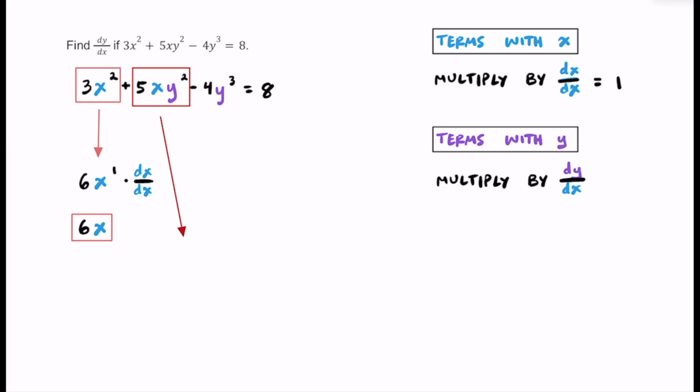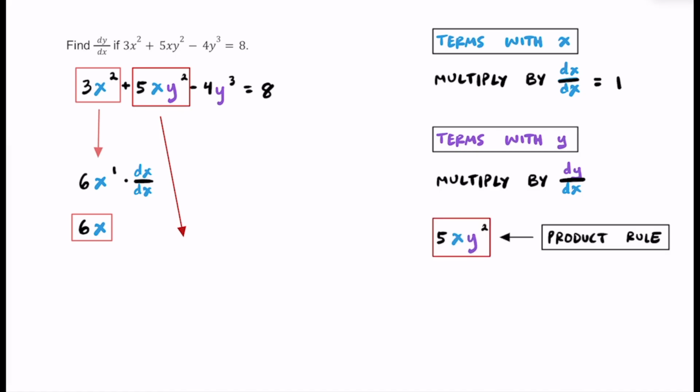Alright, moving on to this next term, this one's a little bit more complicated. We have this 5xy to the second power. We're going to have to use the product rule here. So using the product rule, let's separate this into two factors. So we have this 5x for the first one and then y squared for the second one, right? So I'm going to call u this 5x for now, okay?